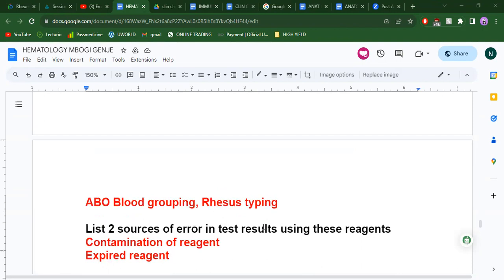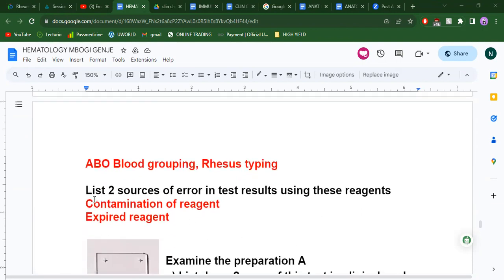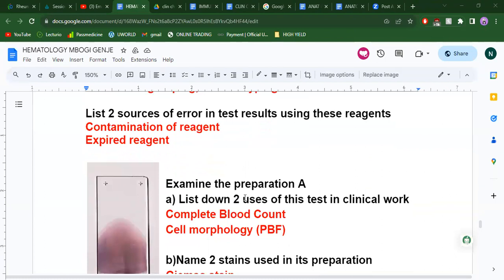List two sources of error. There are so many. I just listed two: contamination of reagents, expired reagents. There are so many sources of error. Human error, you know, you can think of a lot, so not just limited to this.